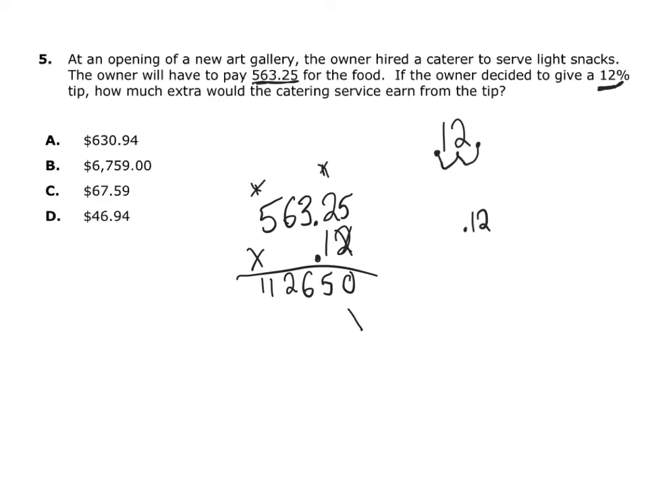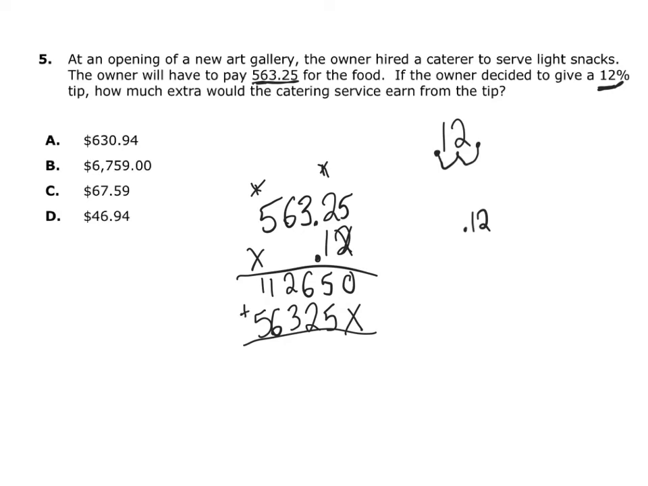Since we have 1x here, we have to add 1 zero down low for place value. Now we can go on to the next number. 1 times 5 is 5. 1 times 2 is 2. 1 times 3 is 3. 1 times 6 is 6. 1 times 5 is 5.